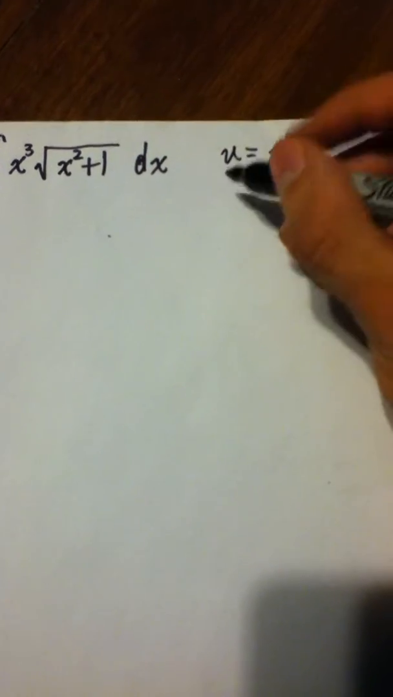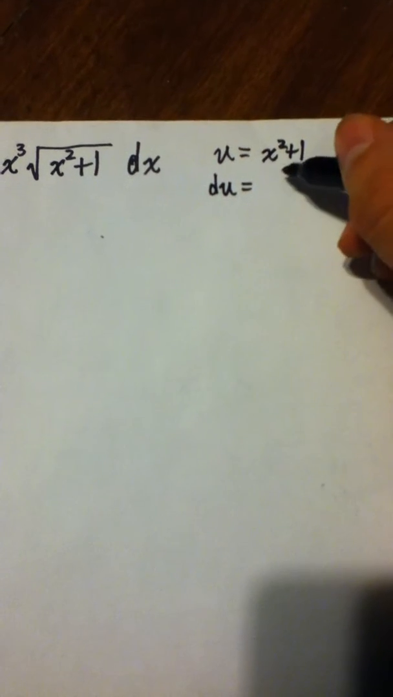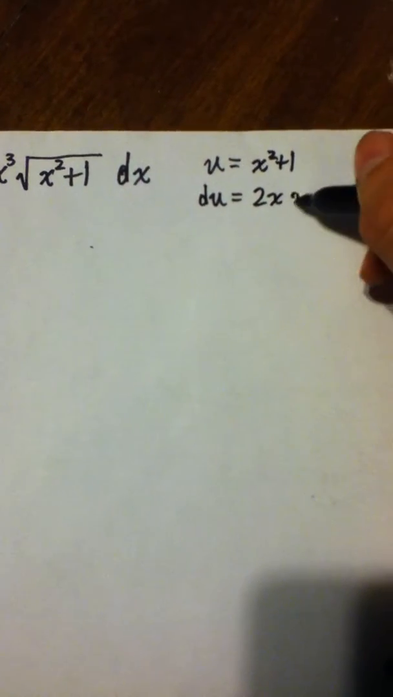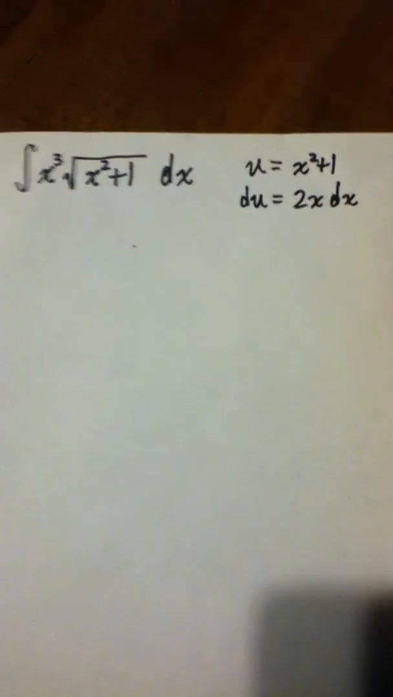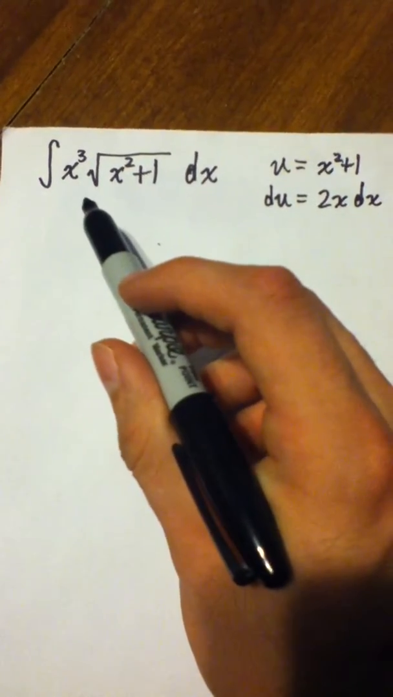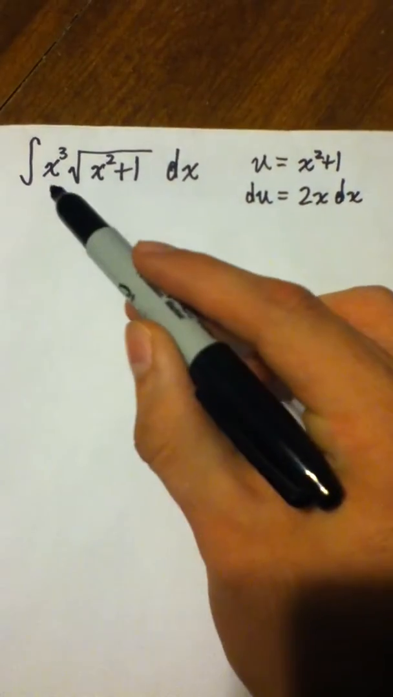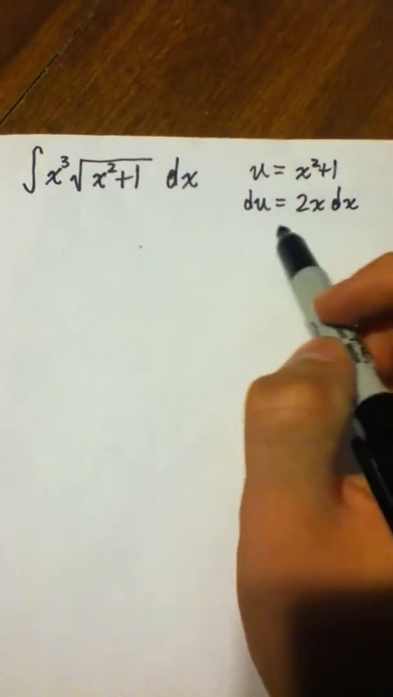So when we have this, we want to take the derivative of it, and we call it du, and then the derivative of this would just be 2x dx. Now, if we look at this though, we notice that we don't have a 2 anywhere in here, but we do have an x at least. We have an x cubed really, but at least an x.